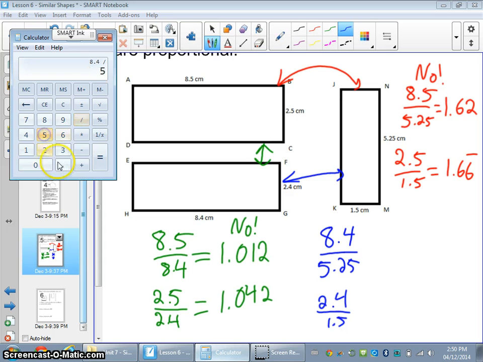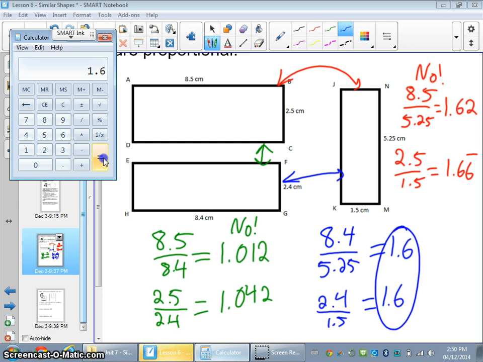8.4 divided by 5.25 gives me 1.6. And for this one here, 2.4 divided by 1.5 gives me 1.6 as well. Those are the same, so yes, these two rectangles are the same, so I'll name them. I would have E, F, G, H, and J, K, M, N are similar.